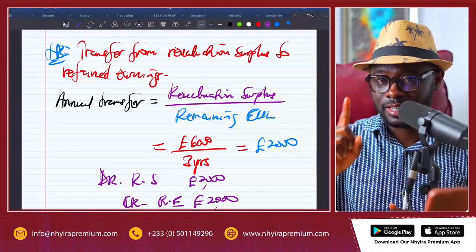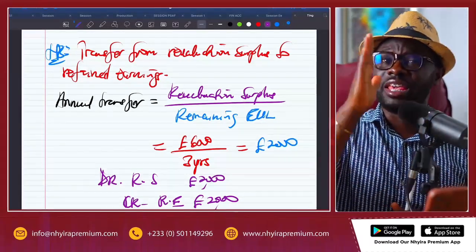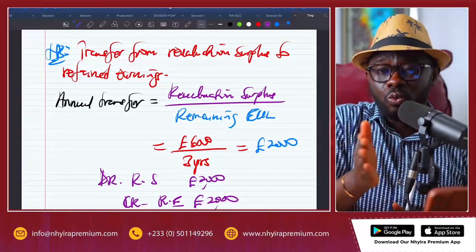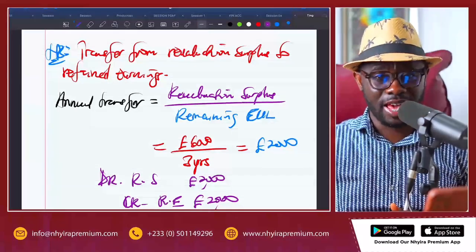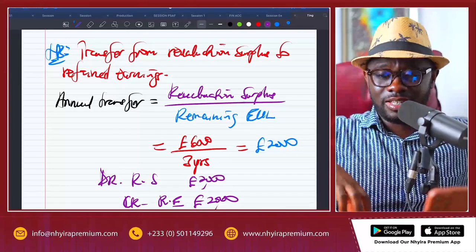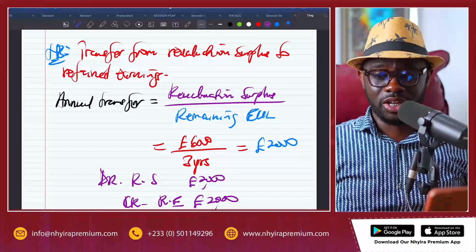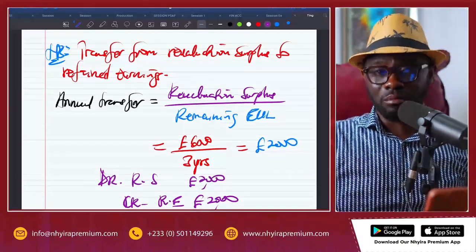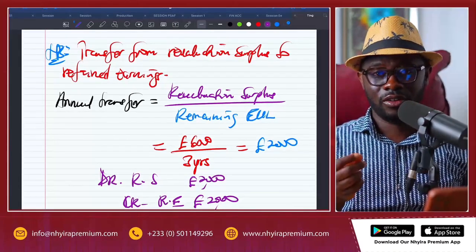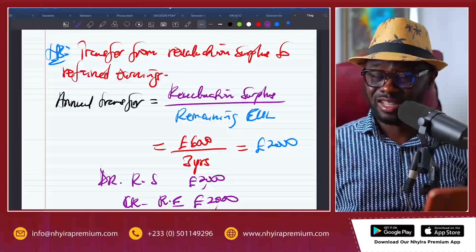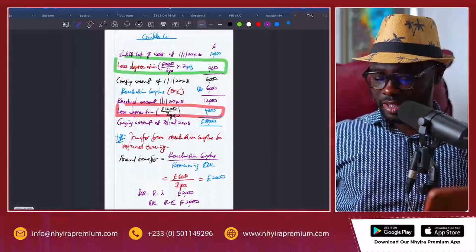But as I said, we will only do this if the revaluation was done at the beginning of the year or within the year. If the revaluation was done at the end of the year, in the current year, no transfer will be done because you didn't calculate depreciation using the revalued amount. I'm emphasizing this because of the principles that some people butcher. But that is the idea about that.